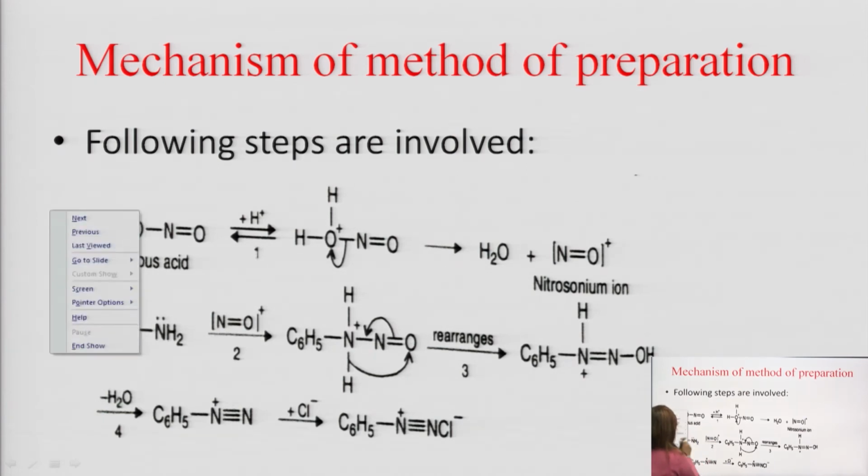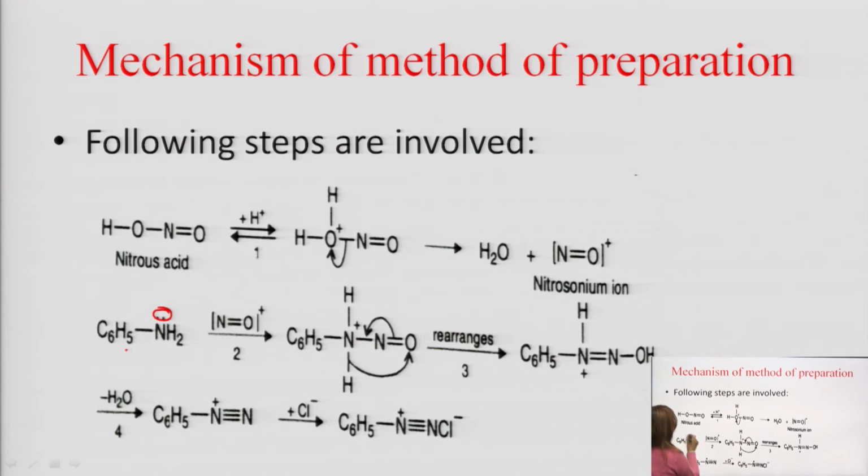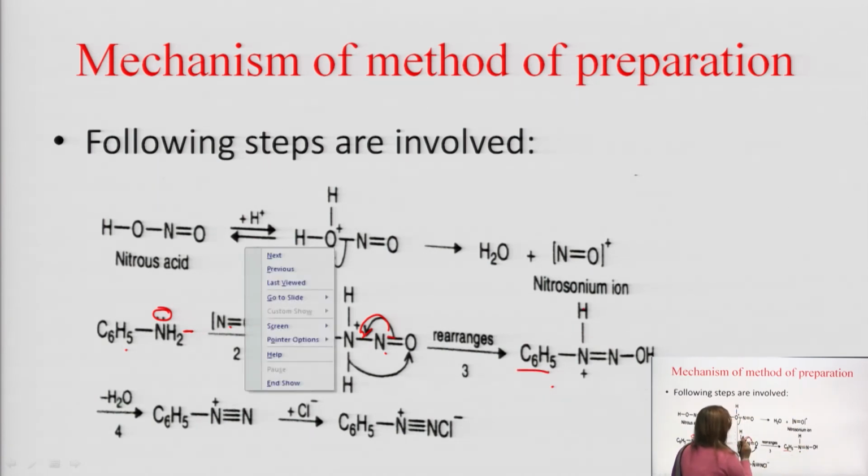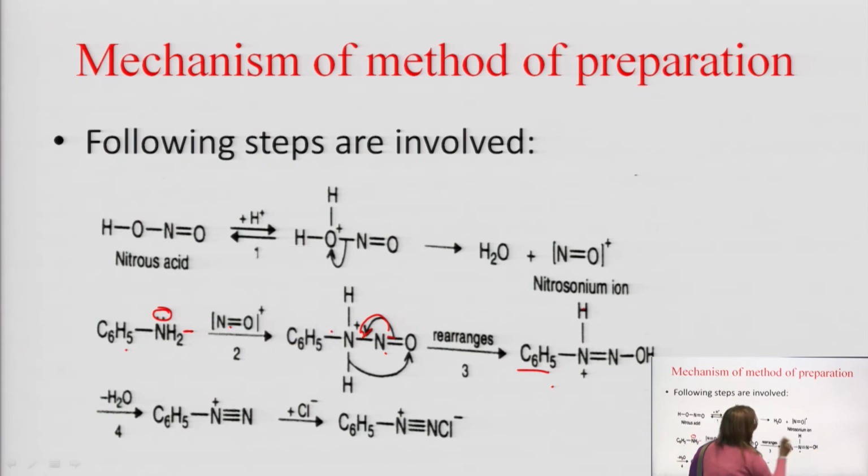With the help of this electron, a bond is forming with this NO moiety like this. The double bond rearranges itself to this position. Then the molecule becomes C6H5NH. This H comes and combines with this O. This has become OH, and this N is here, and this double bond is moving here.